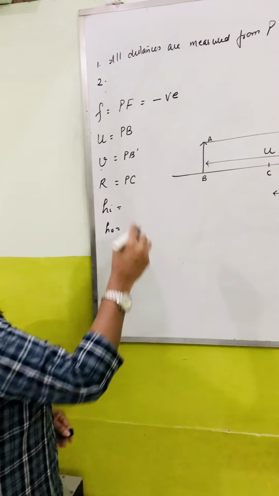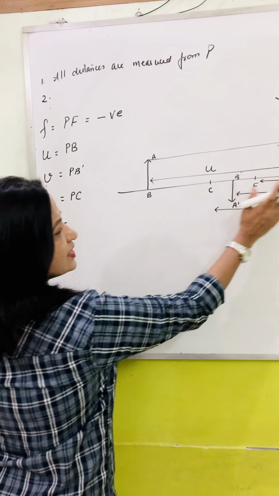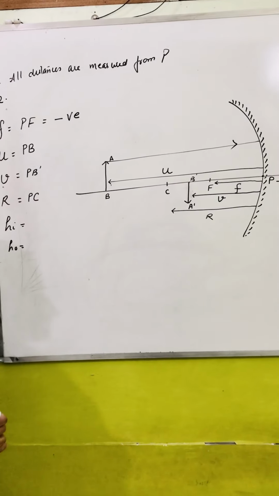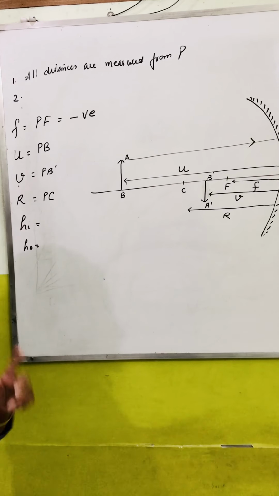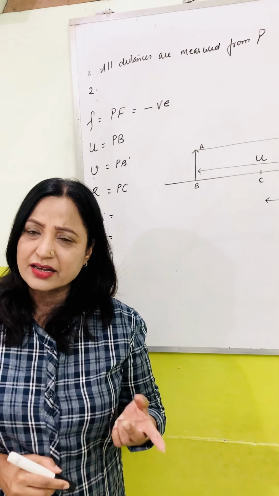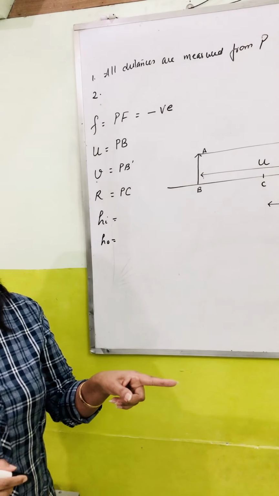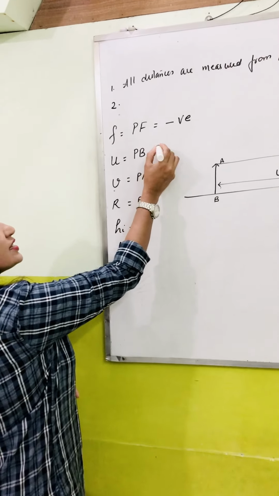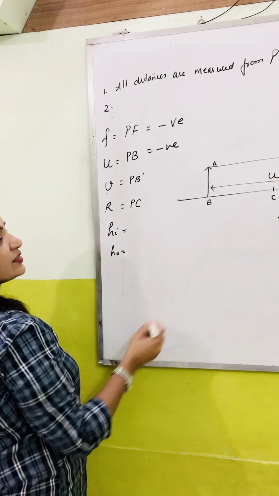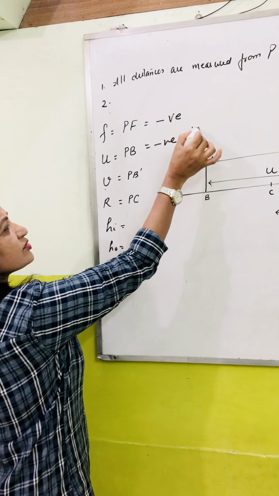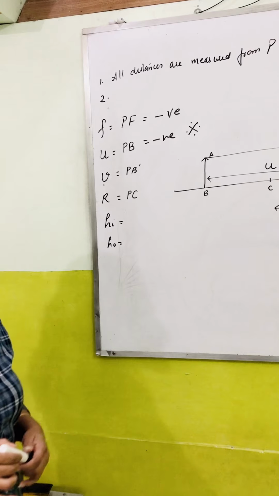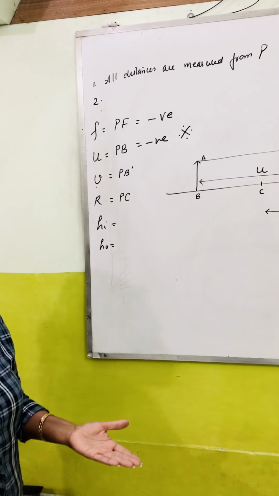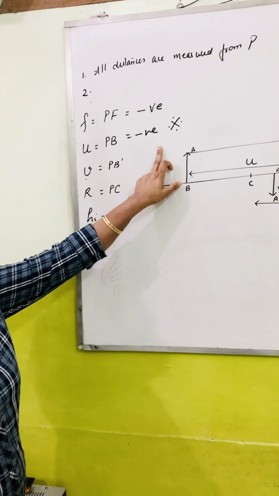Clear? Suppose the object distance, the distance of the object from the pole, is say 20 centimeters. So will it be +20 or -20? It will be -20 because it is measured on the left side. So object distance is also negative, and always remember the object distance is always going to be negative only. Whether it is a concave mirror or a convex mirror, U is always negative.